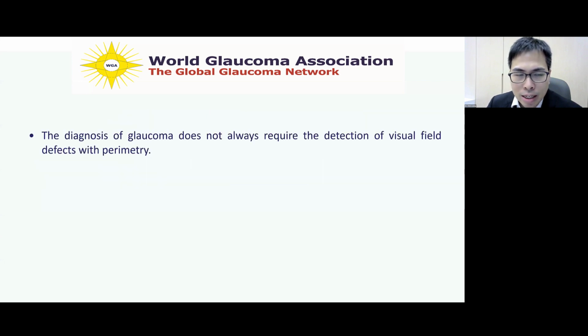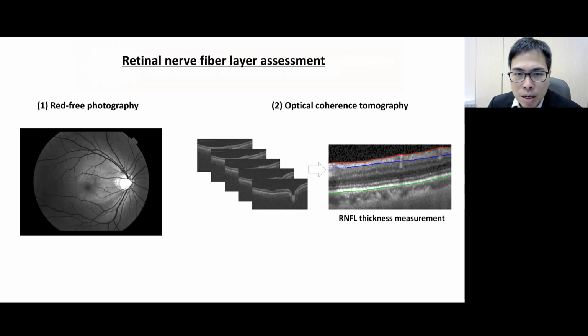We also mentioned in this consensus that diagnosis of glaucoma does not always require the detection of visual field defects with perimetry. Now, the very reason here is that glaucoma is a disease of the optic nerve. It's about chronic progressive degeneration of the optic nerve. So to detect the pathology, we need to look at the optic nerve. And the way we look at the optic nerve is typically with structural assessment of the optic nerve head and the retinal nerve fiber layer.